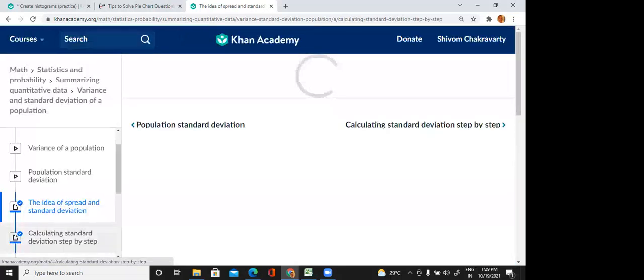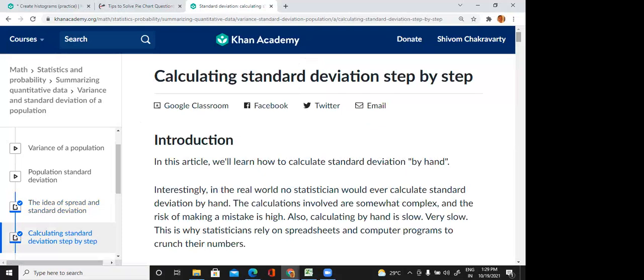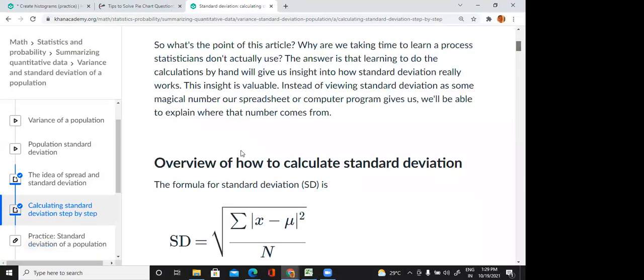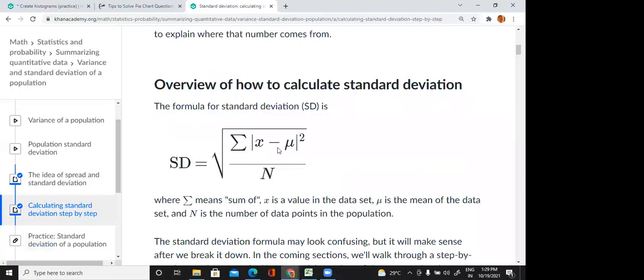So everybody knows how to calculate the standard deviation step by step. Does anyone still have any confusion on seeing the summation sign? So this is the formula to calculate standard deviation.